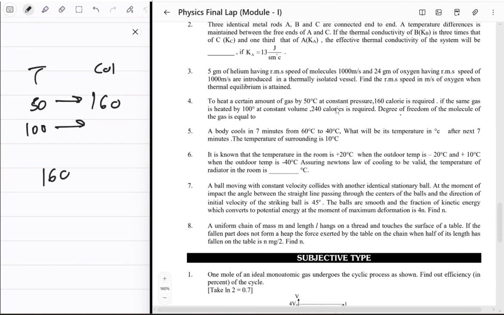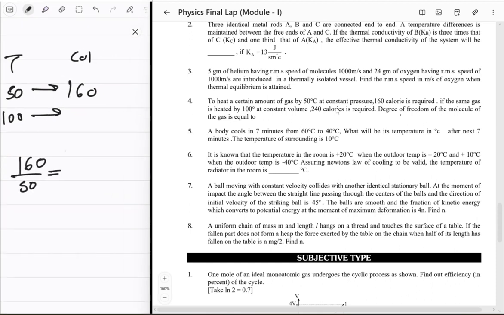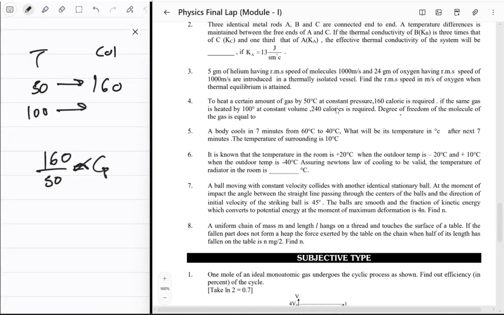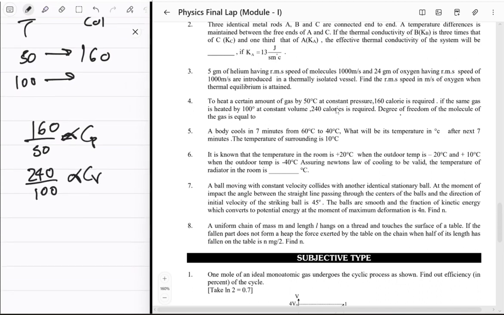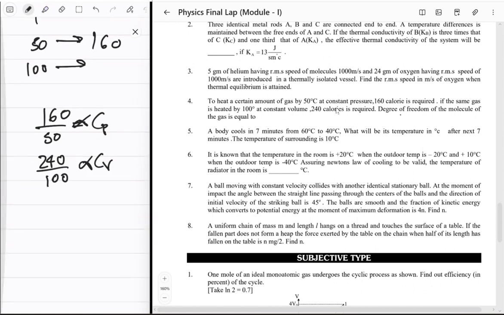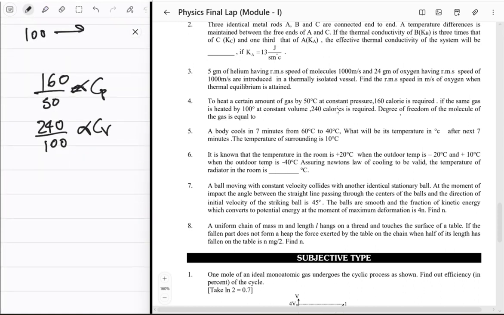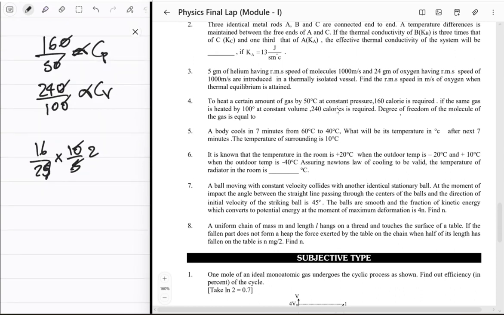So like 160 upon 50 is equal to Cp, proportional बोल दो, हर जगह पे proportional लिखना पड़ेगा. Same gas is heated by 100, 240 calories required, so 240 upon 100, that is proportional to Cv. Degree of freedom of the molecule, हाँ ठीक है, अपन कर लेंगे. So इस रेशो ले लो, तो कुछ चीज़ें काट डालते हैं अपन. So अब इसका रेशो ले लेते हैं. 16 upon 24 times 10 upon 5, so ये 2 हो जाएगा. It's gonna be, right, what is this, like just 4 or ये है 6, so 2 and 3, right?